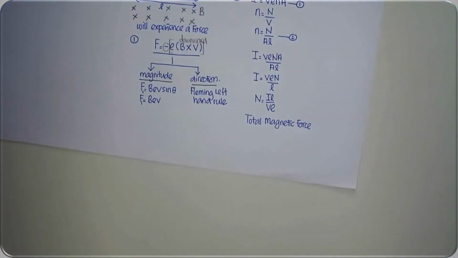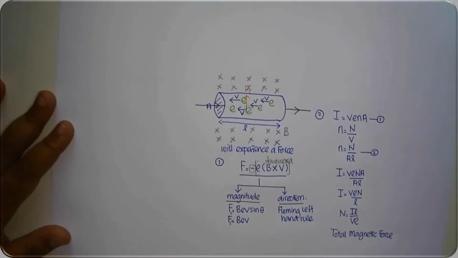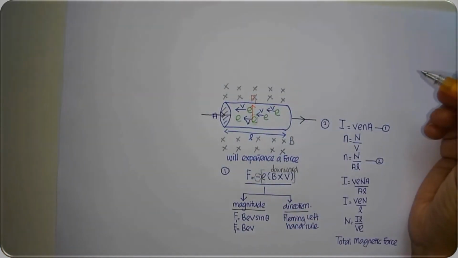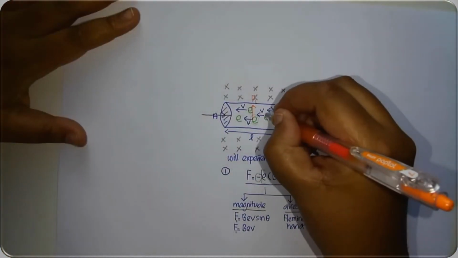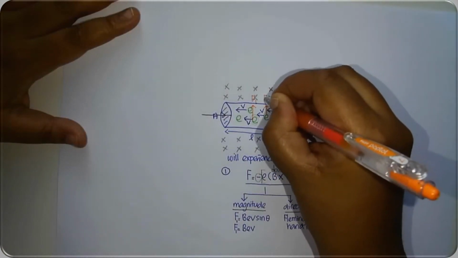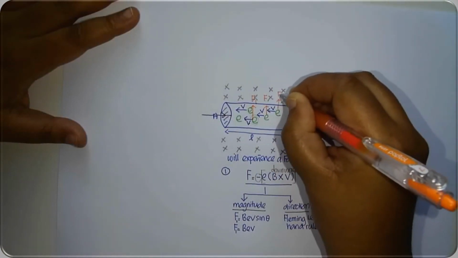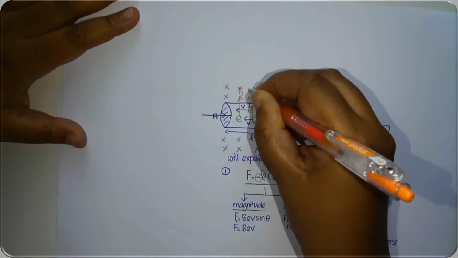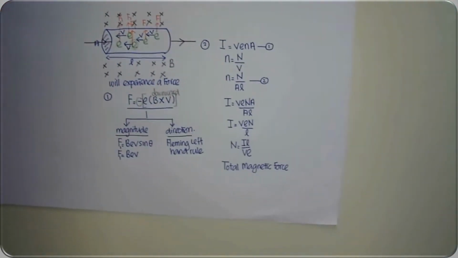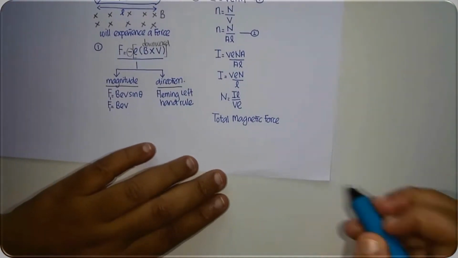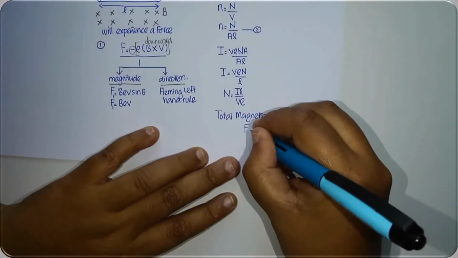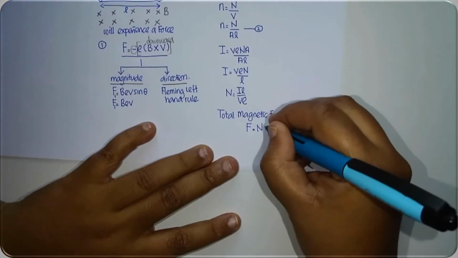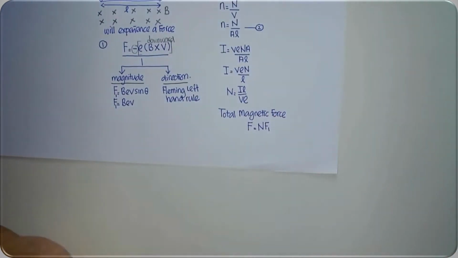On the current carrying conductor, each of these electrons is experiencing a force in the upward direction, F1. So it will be F1 here, F1 here, F1 here, and F1 here. So the total magnetic force experienced, F, will be the number of free electrons, N, times F1.